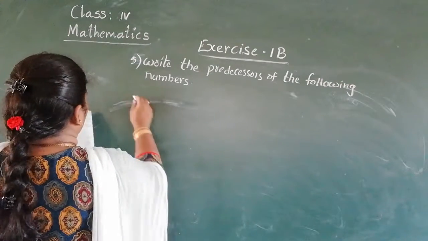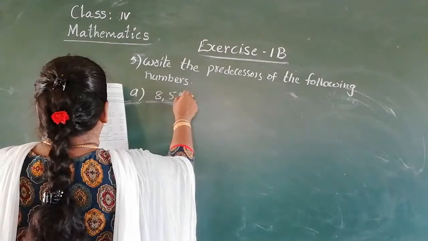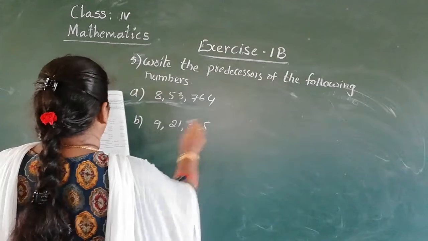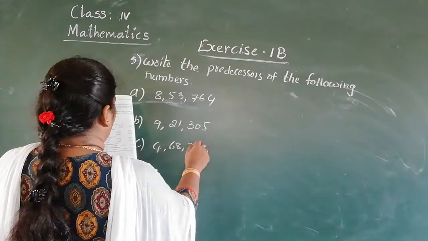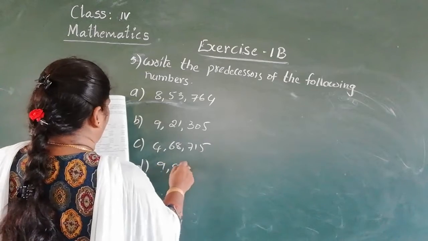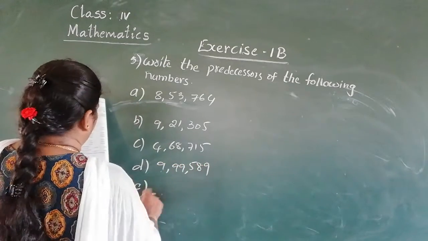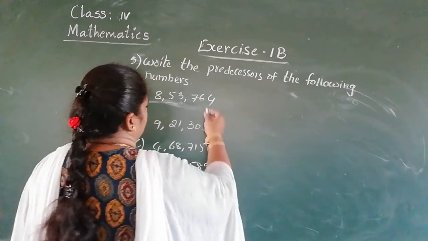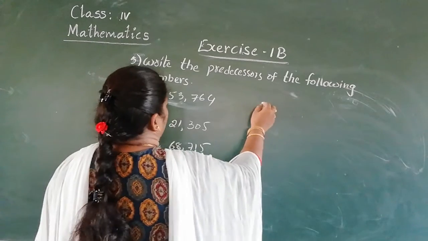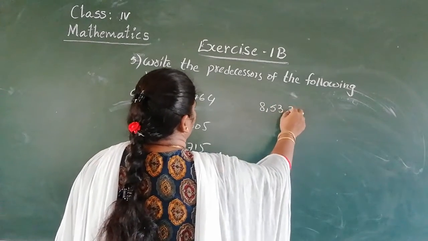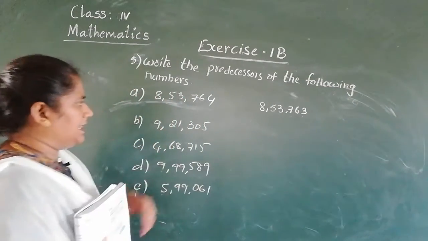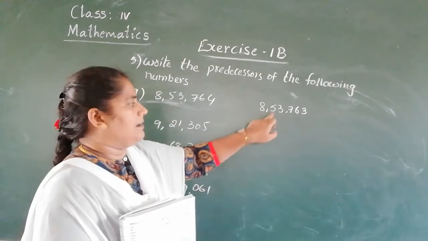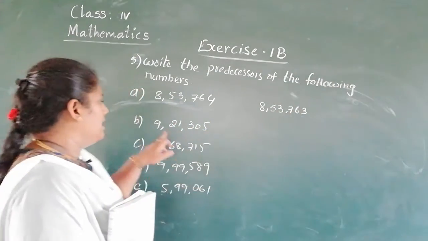See here, A 8,53,764. B 9,21,305. C 4,68,715. D 9,99,589. E 5,99,061. So how do you get the predecessor? For this one, subtract 1 from this one, then we can get 8,53,763. So it is nothing but the before number. So 4 before 3, remaining all the digits are same. 8,53,763.